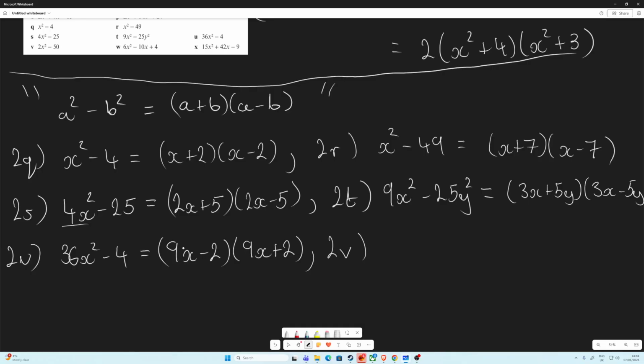To v, 2x squared minus 50 equals 2. Well, let's take 2 out. This is not a perfect square. We're left with x squared minus 25. Now this is a perfect square, so that's 2 times x plus 5, x minus 5.